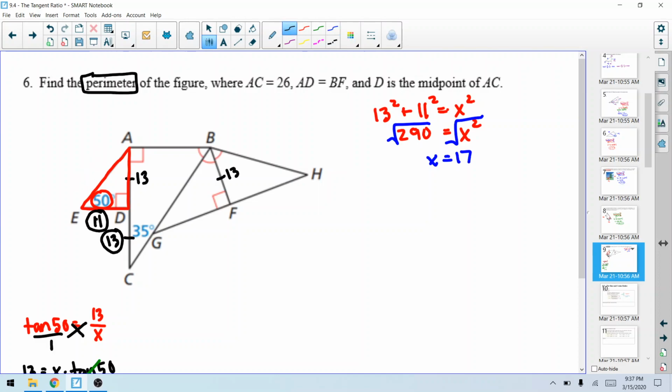So I'm going to come back here. I'm going to get rid of that. And there's another part of my perimeter. Okay, moving on. Now I'm going to go look at this guy and see what we can figure out.